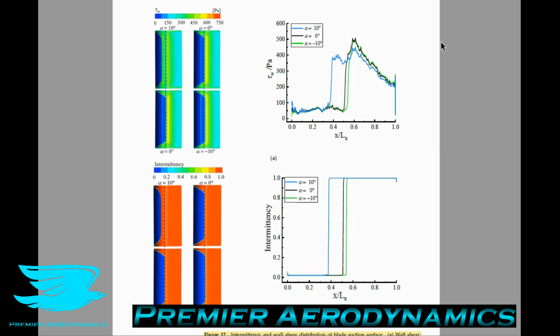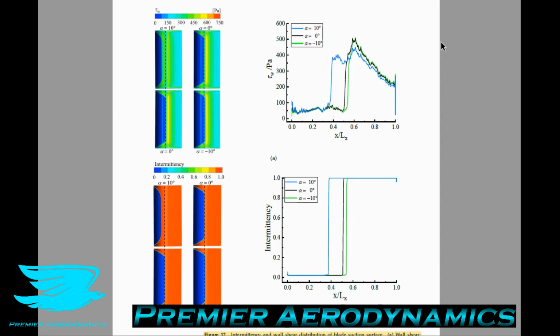In addition, the shear stress in the laminar area remained constant with changing angle of attack, while the shear stress in the turbulent part decreased slightly with increasing angle of attack. So it seems like the laminar area, no matter what you really do to it, whether that's increasing the Mach number and/or angle of attack, the wall shear stress is going to be about the same.